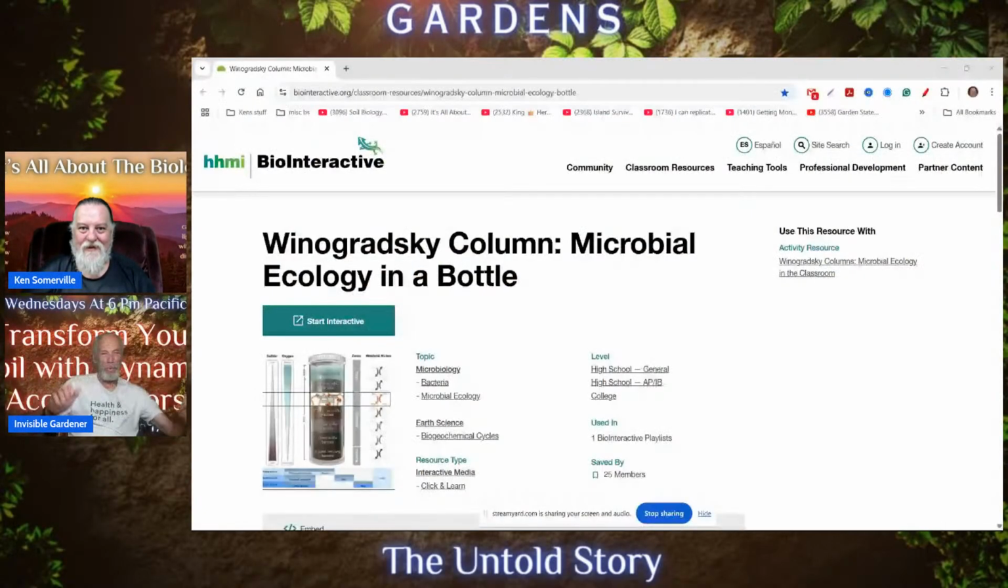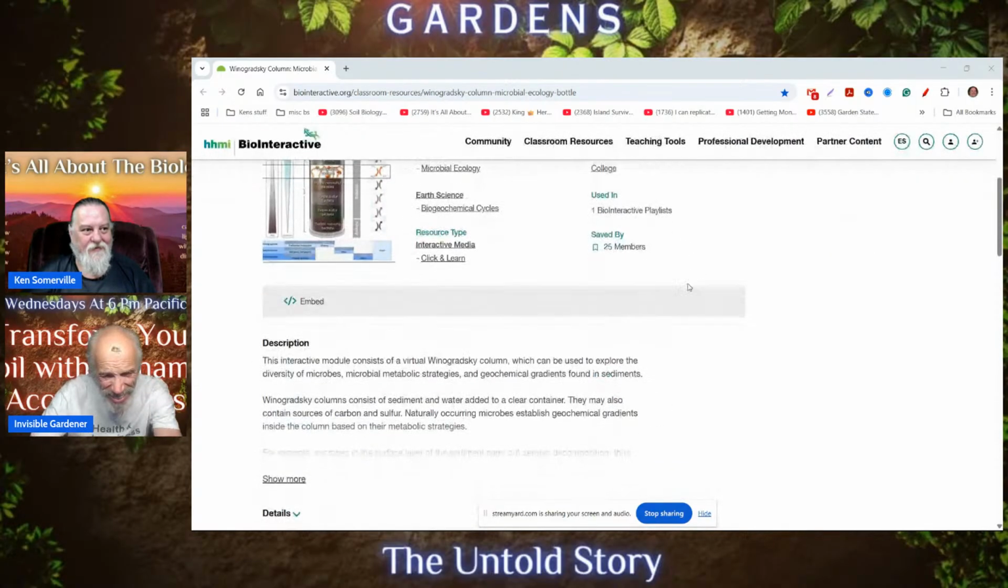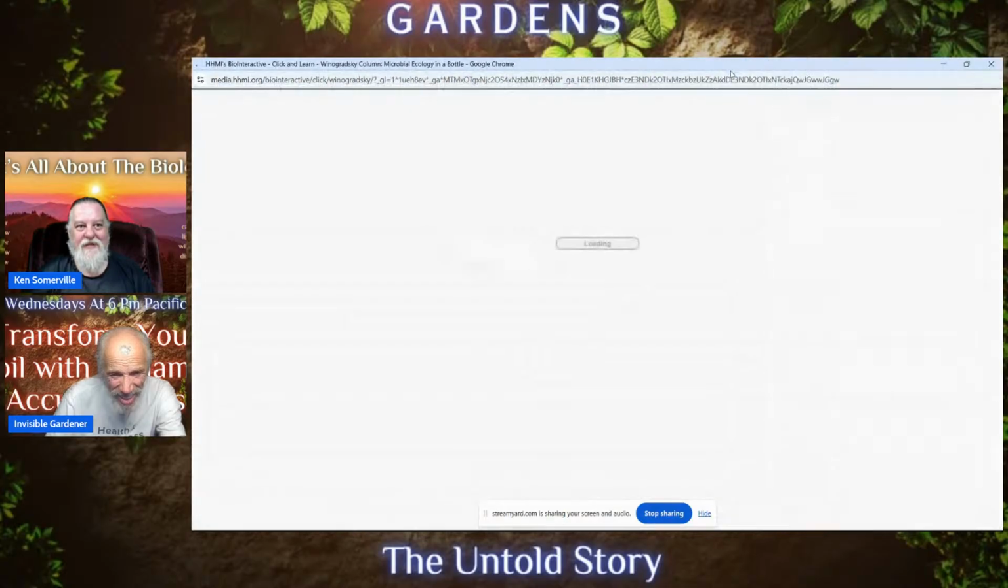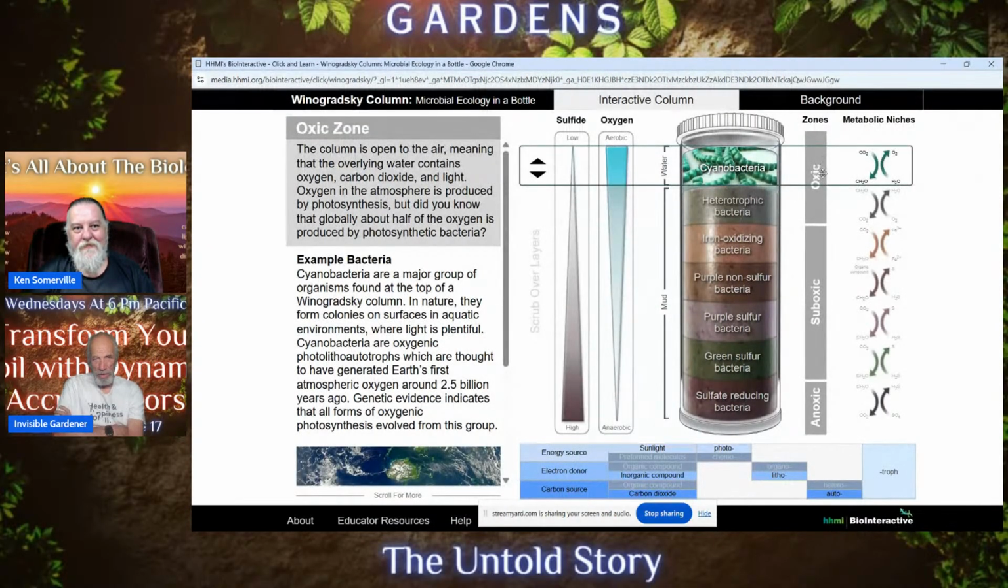I'm focused over here. So this is the Winogradsky column, ecology in a bottle. This actually literally shows the oxide and the anoxide and the sub-oxide, so basically anaerobic and aerobic biology. These are the different biologies needed in a properly built and alive soil system.